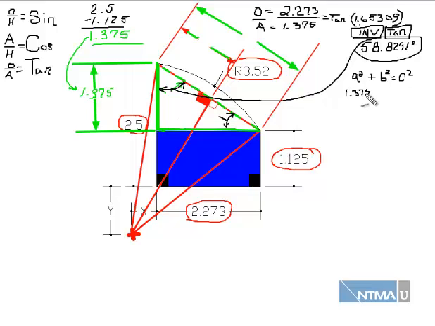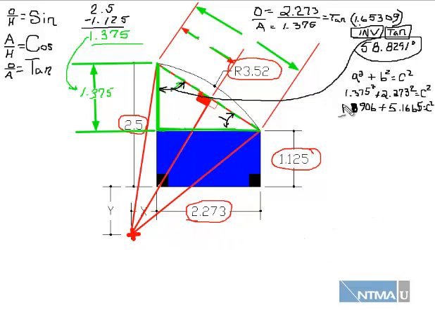Write these down. Don't forget to put the square here at the top. Plus b squared, 2.273. That will equal c squared, right? Don't forget to put the squares up there. Work it all the way out. Okay, now work these numbers out.